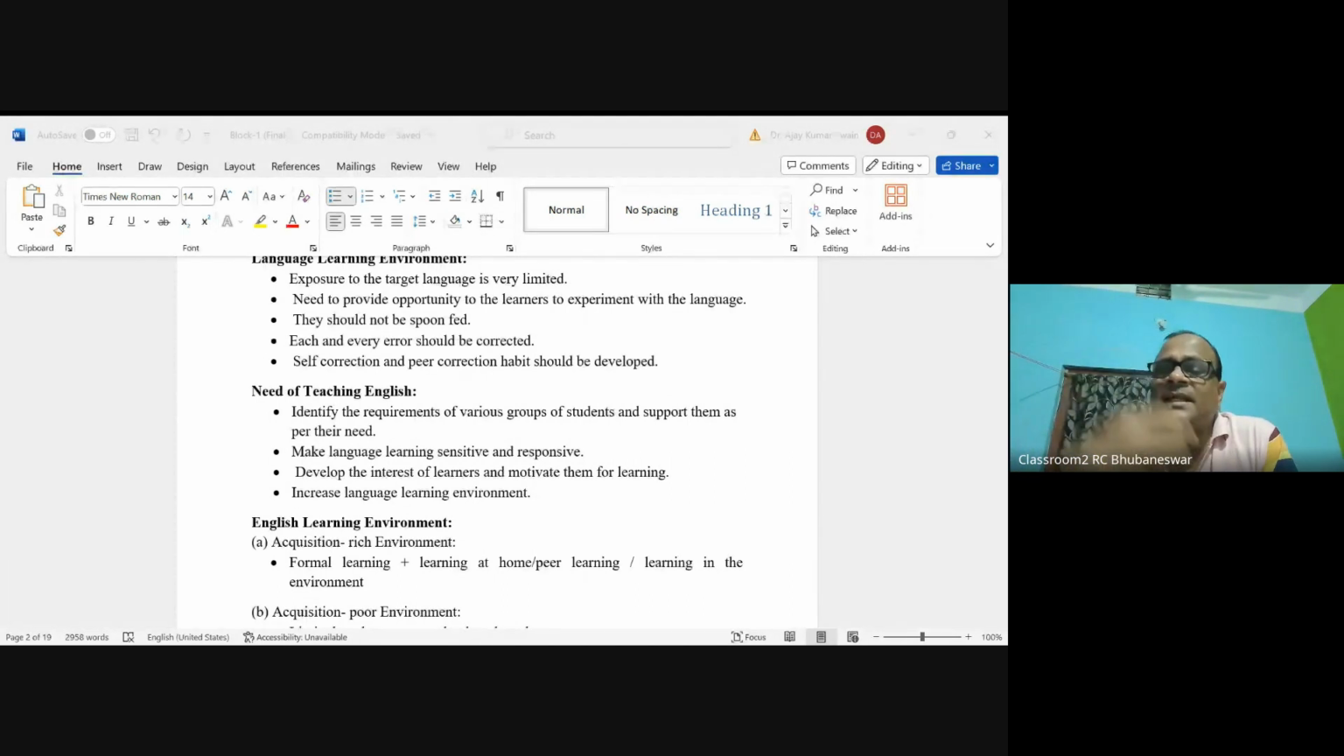Unless and until, being a teacher, I have exposure, I cannot give you exposure. If you have no exposure, you cannot give exposure to your learners. So it is vice versa. Okay. We need to provide opportunity to the learners to experiment with the language. It means our learning of English inside the classroom is limited to inside the classroom, and it is limited to our examination.